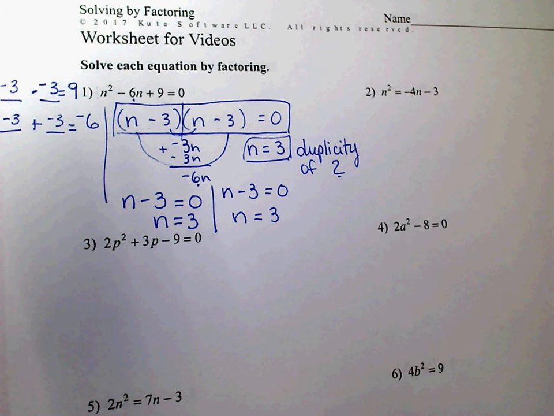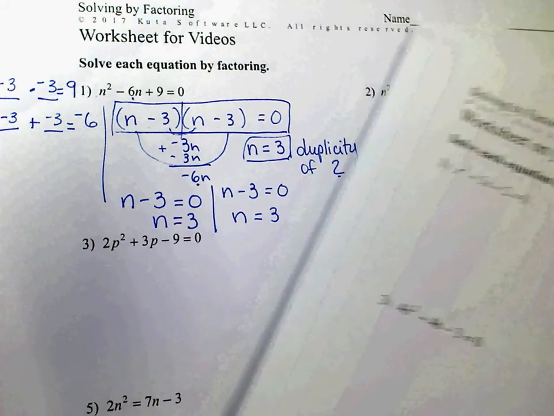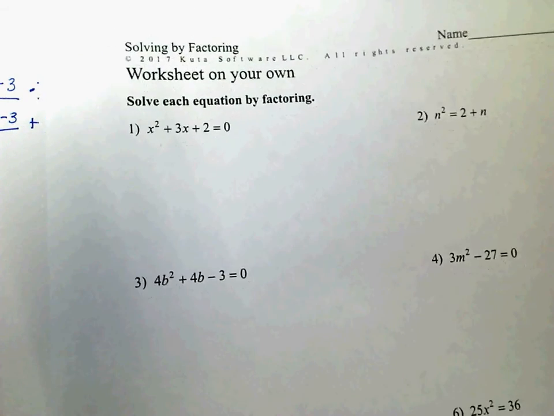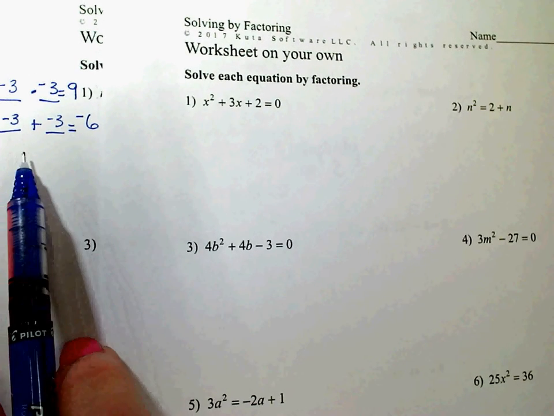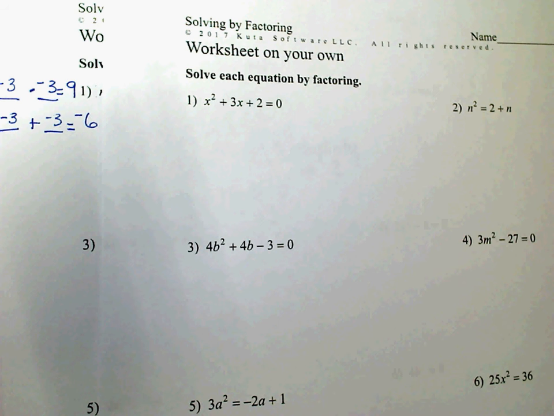You have a worksheet that's entitled Worksheet on Your Own, and number 1 is very similar to the number 1 that we just worked. So before you watch number 2 on your video worksheet, you need to work number 1 on the On Your Own worksheet and make sure that you can do that correctly before you move on to number 2.